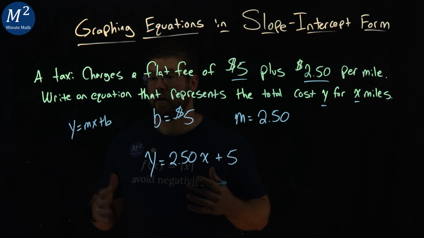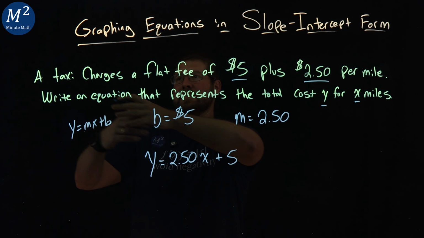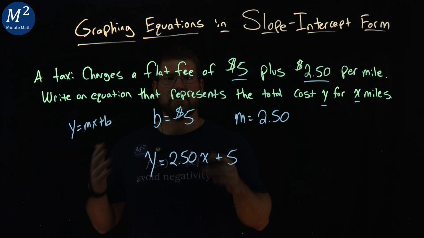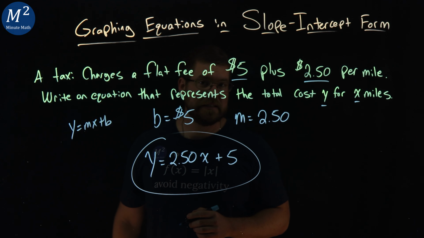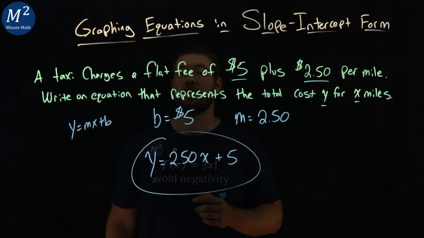And so now we have an equation that shows this scenario, our taxi charging fees. And it's y equals 2.50 times x plus 5.